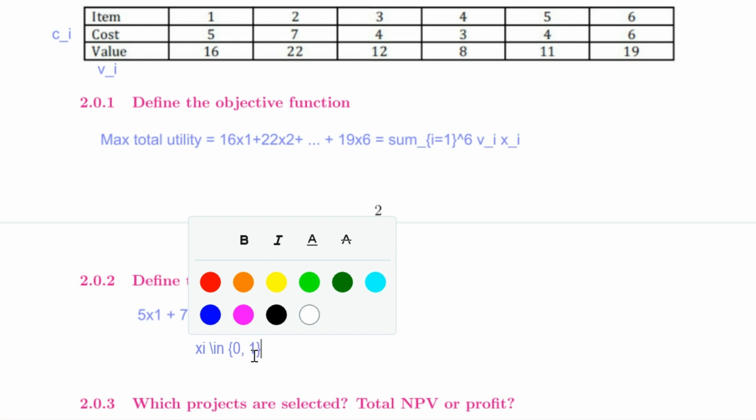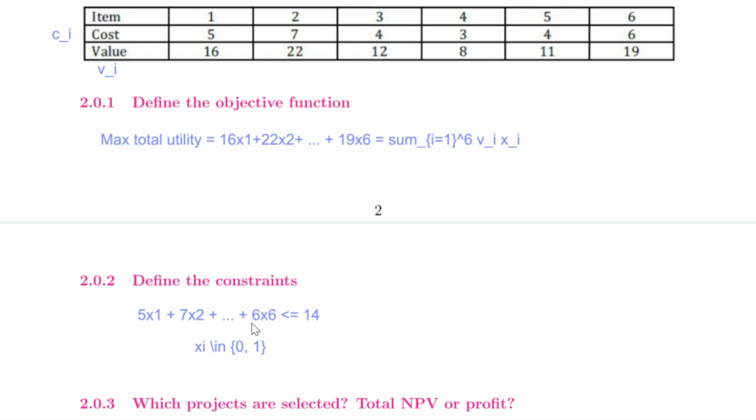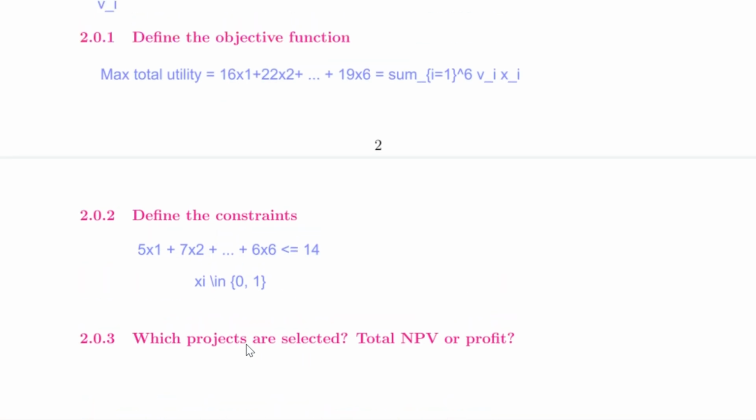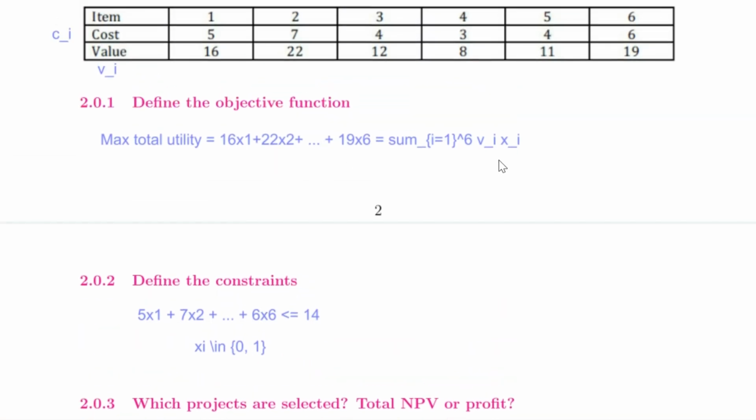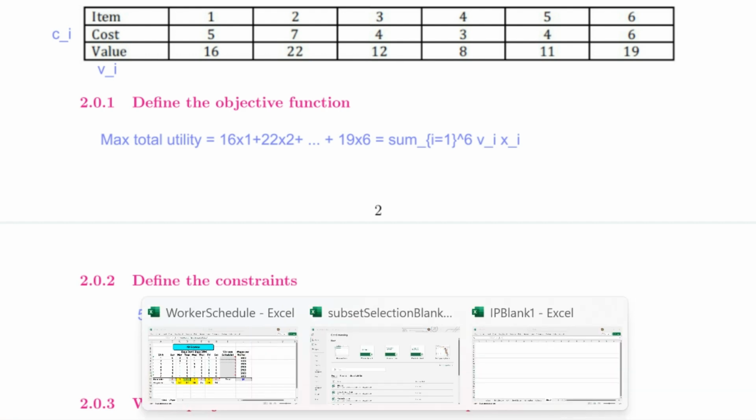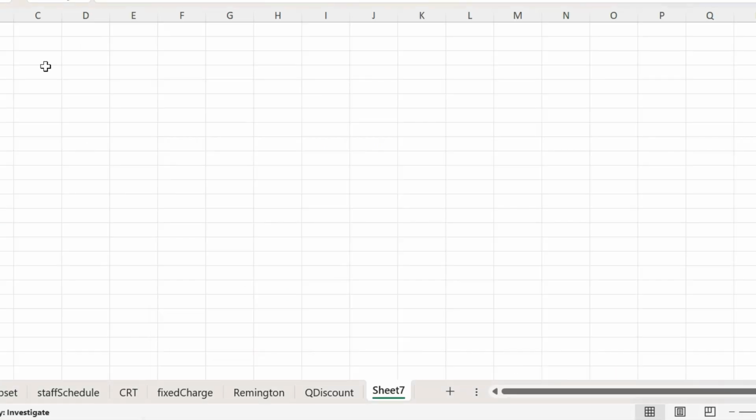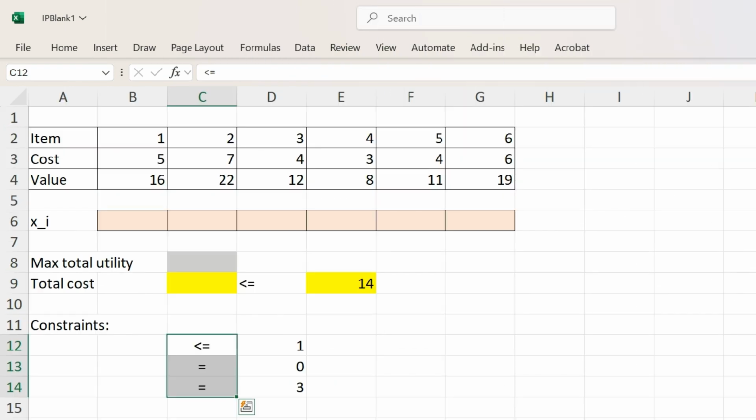So we have a small problem of one objective and, actually, two constraints. This one is called the binary constraint. This problem is not so big, you might be able to do it by hand, but we're going to do it on Excel. So you open up the IP blank file, and you're going to see the file called subset. This is the data that we have. These are the decision variables.